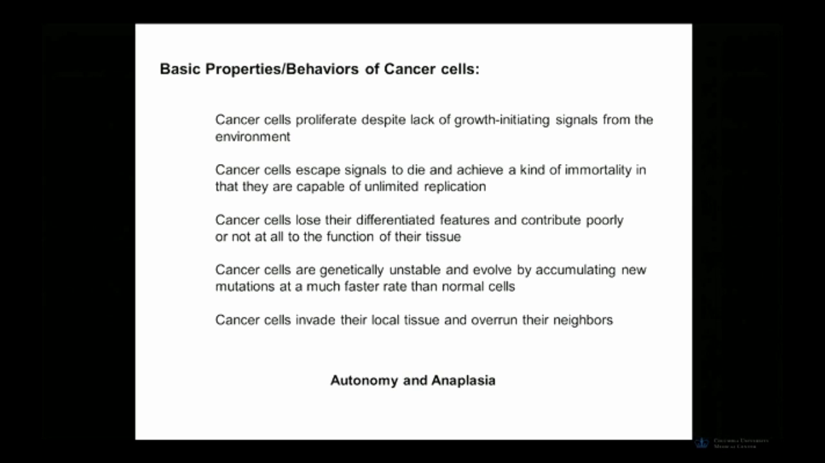Okay. And we talked about these basic properties of cancer cells. They grow and proliferate despite the fact that there's no signal in the environment telling them to grow and proliferate. They escape signals to die. Sometimes they turn off signals for apoptosis, or they turn off signals that limit the number of times they can divide. They often resist differentiation. Okay. They tend to try to stay as undifferentiated as possible.